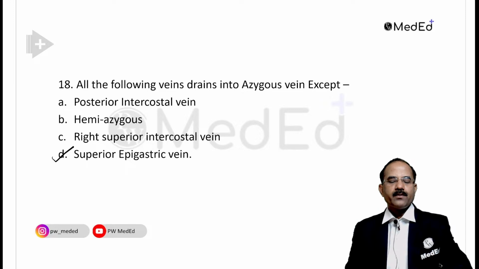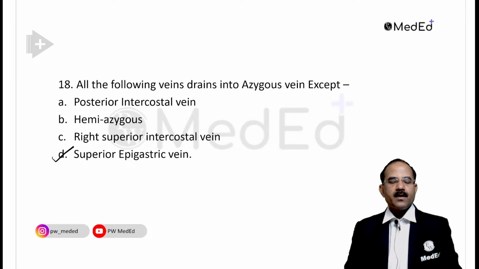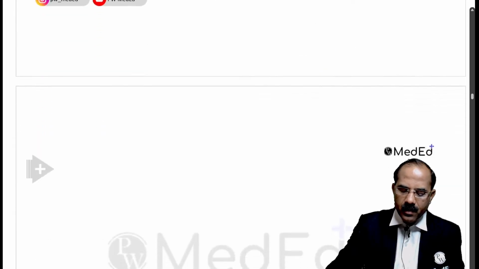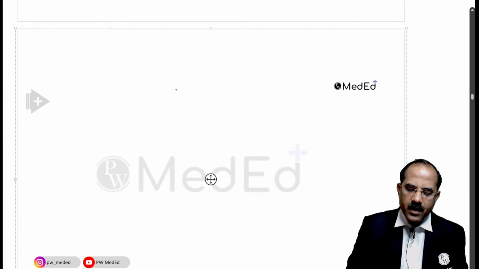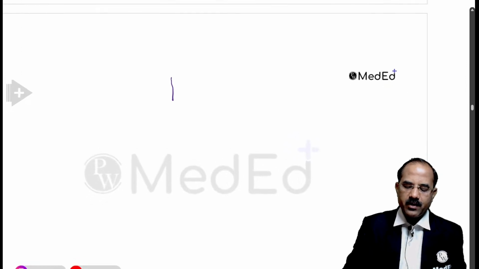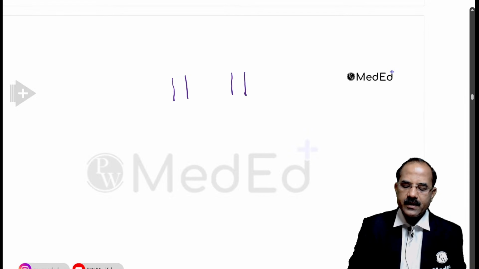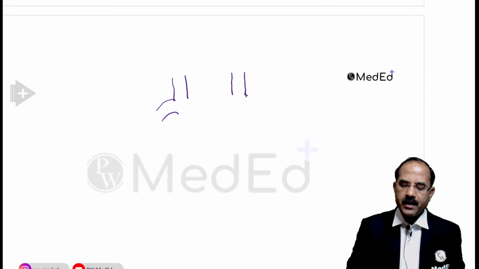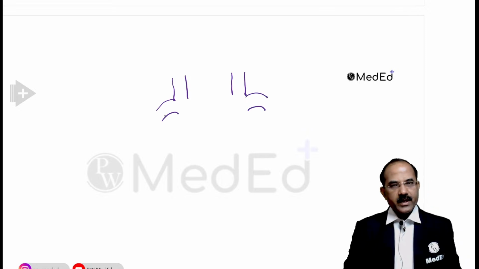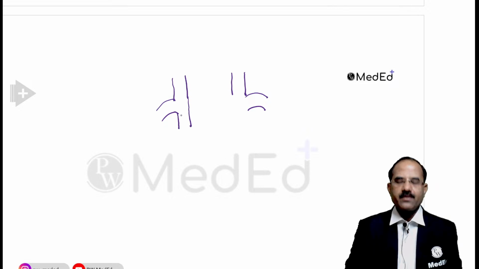Now look, I'll draw a slide for you. A very important MCQ this is. What is this vein coming from the neck? These are the internal jugular veins. What is this vein which comes from the upper limb? That's the subclavian vein. So the internal jugular and the subclavian vein join to form the brachiocephalic vein.